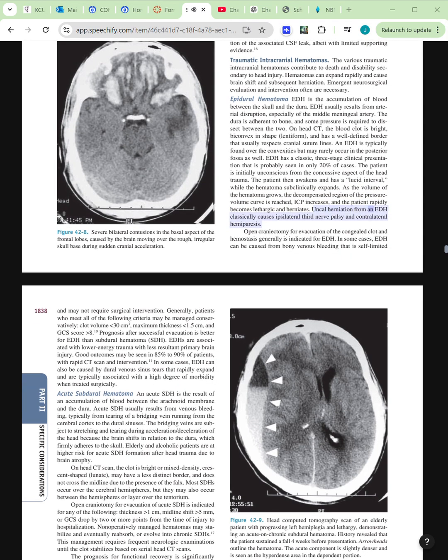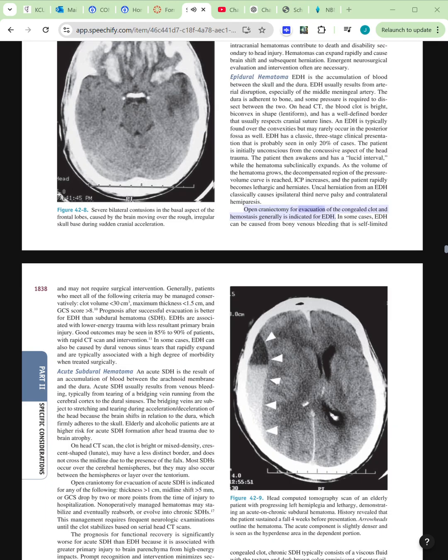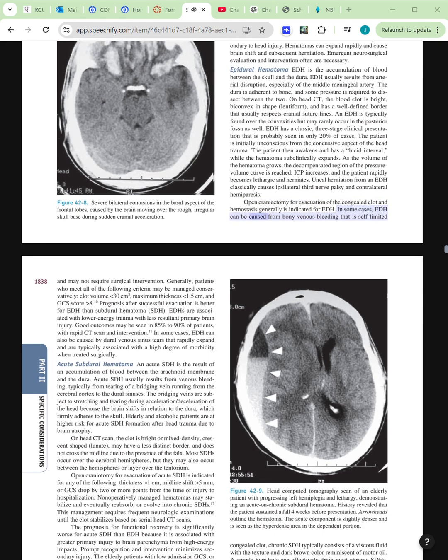Uncal herniation from an EDH classically causes ipsilateral third nerve palsy and contralateral hemiparesis. Open craniectomy for evacuation of the congealed clot and hemostasis generally is indicated for EDH. In some cases, EDH can be caused from bony venous bleeding that is self-limited.